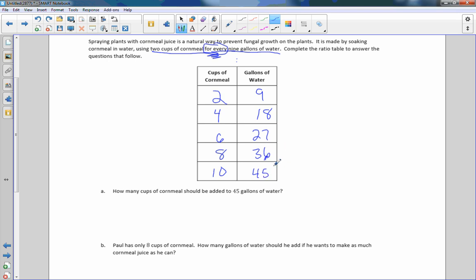Okay. How many cups of cornmeal should be added to 45 gallons of water? That answer is right here. And you should say 10 cups of cornmeal should be added to 45 gallons of water.